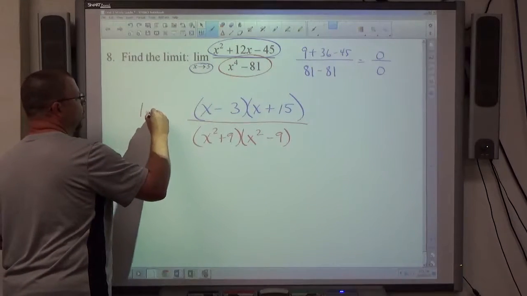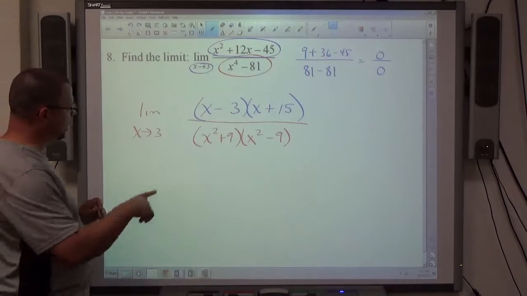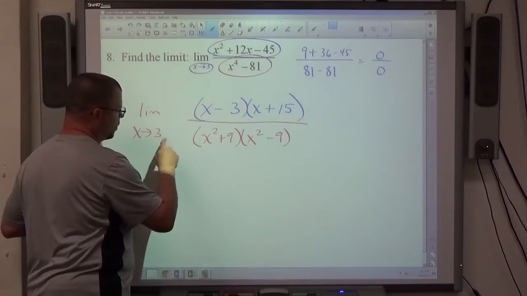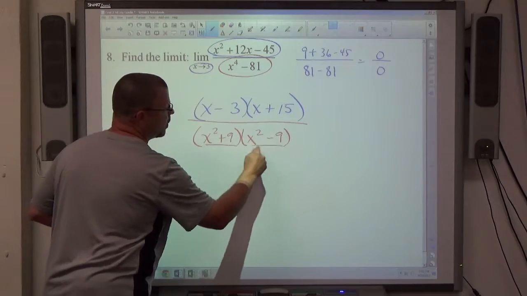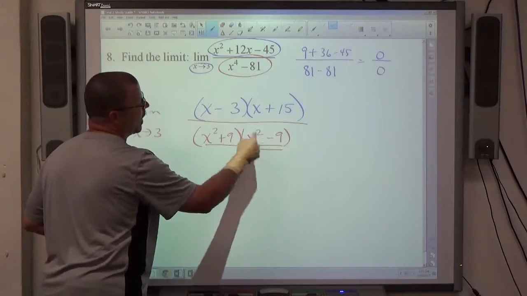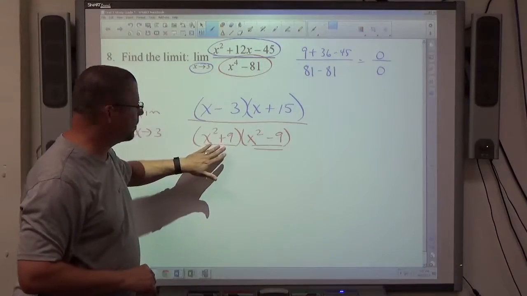x is still approaching 3. If you're not sure what to do at this point, try putting 3 into both of these factors at the bottom. 9 plus 9 is 18, not 0. 9 minus 9 is 0. So my 0 is living in this factor, but I can't cancel because it doesn't match anything up there. But this is fine because it doesn't make 0.